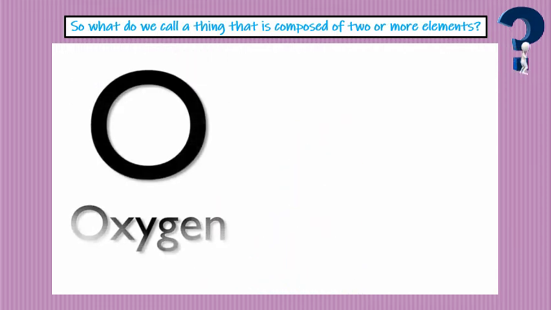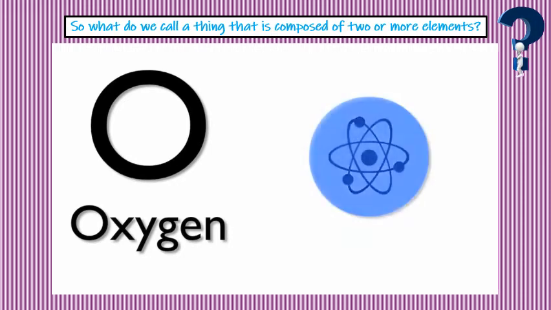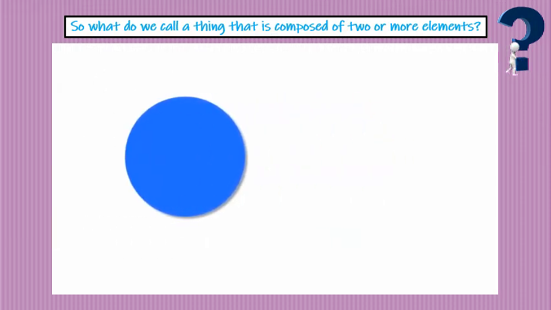Let's take a look at the element O, or oxygen, found on the periodic table of elements. Oxygen is just one type of atom. Here we represent this atom with a blue circle.